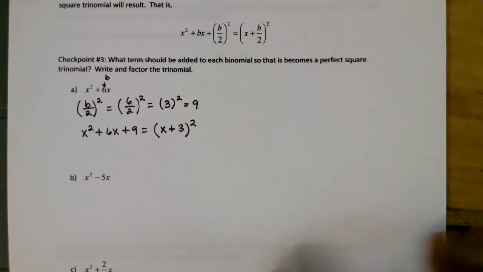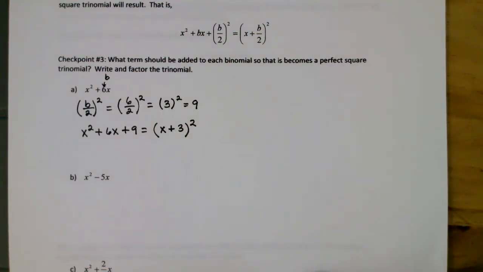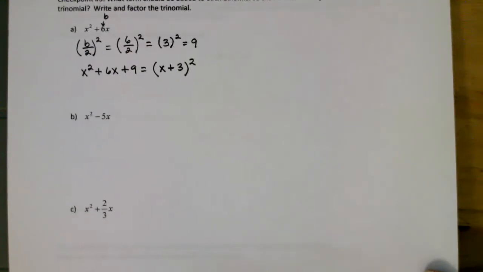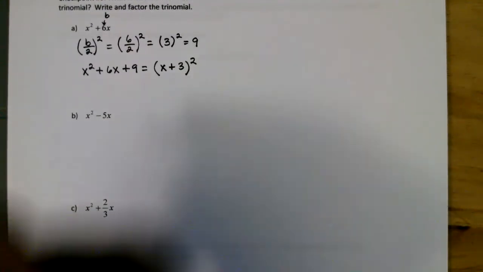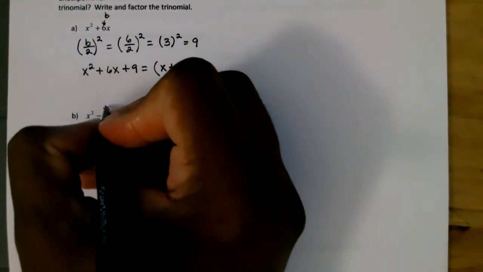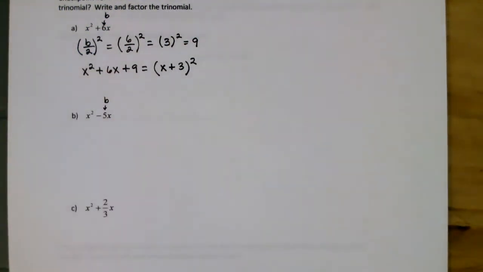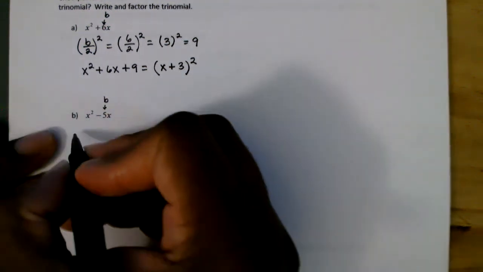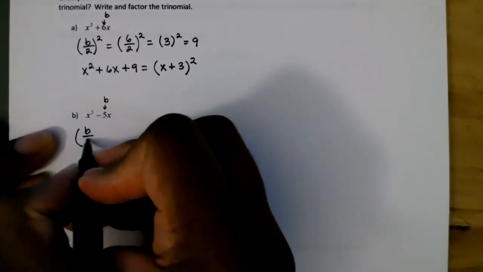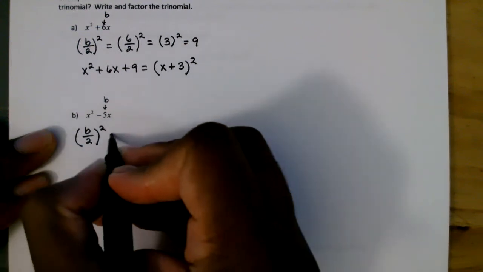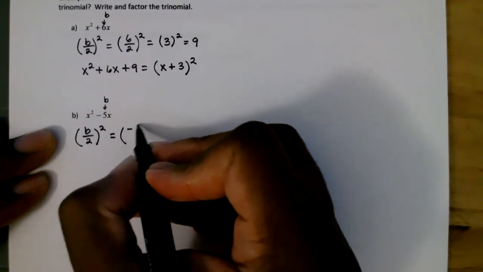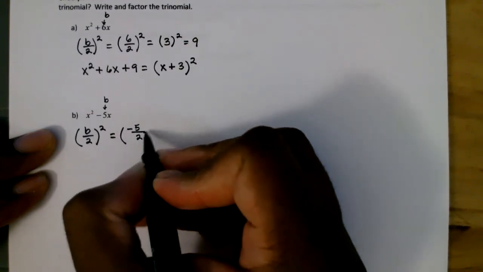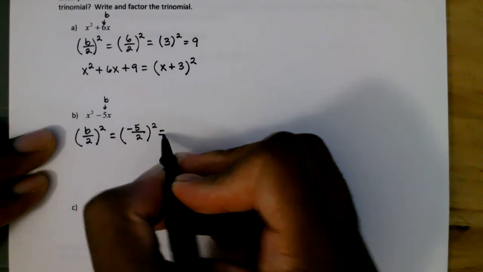Okay. Now let's look at part B. We got x squared minus 5x. In this case here, our b this time is going to be negative 5. That's the coefficient of x. So we need to know what b over 2 quantity squared would be. And b is negative 5 in this case. So I'm going to do negative 5 over 2, and that's going to be squared.